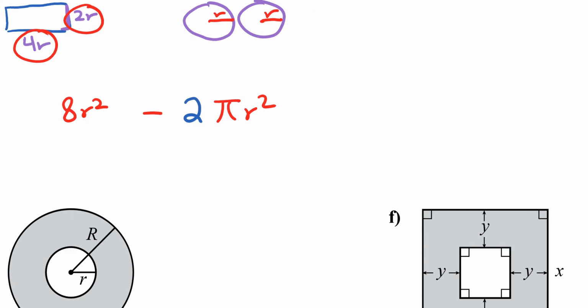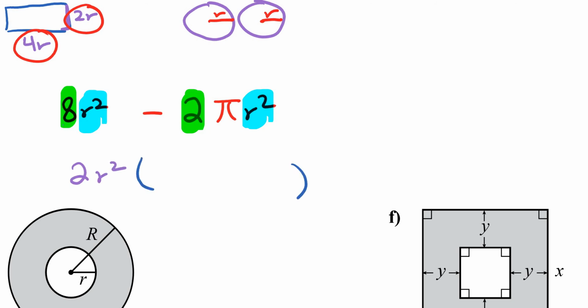All right, so there's your expression for the shaded region, and you'll recognize that both of these terms have a common factor of 2, and both of them also have an r squared, so the greatest common factor is 2r squared. Now if I factor that out, you're just dividing this by 2r squared, and you're dividing that by 2r squared. So you get 4 minus pi as your final answer there.